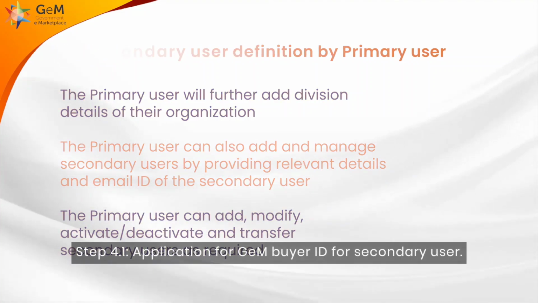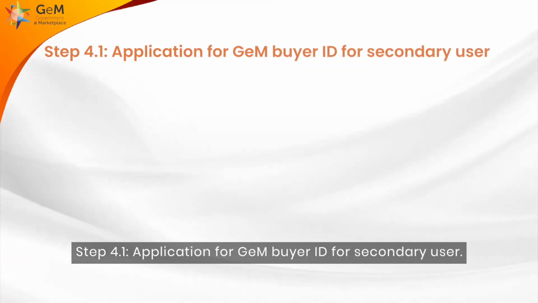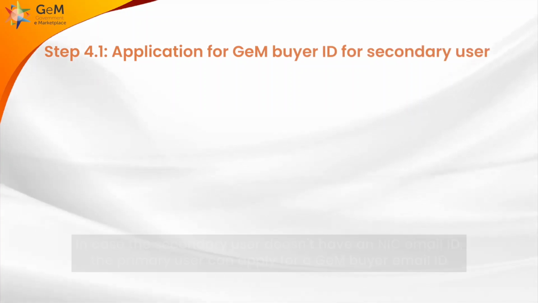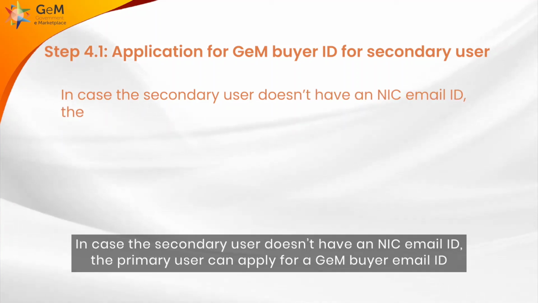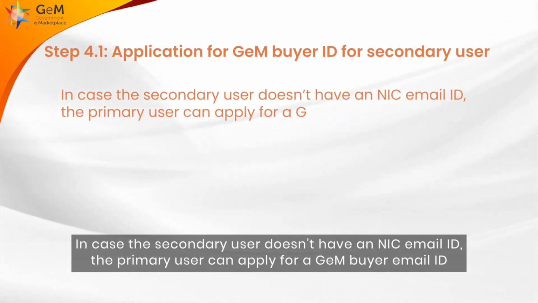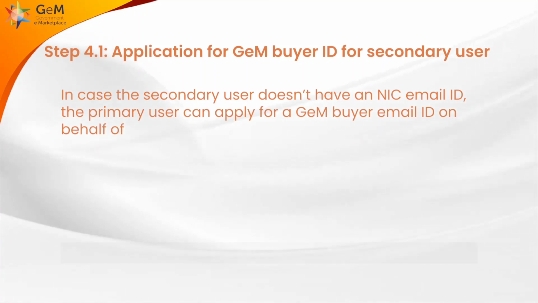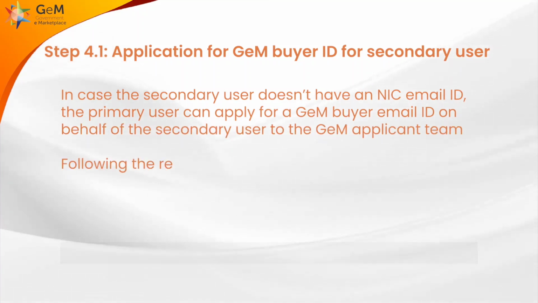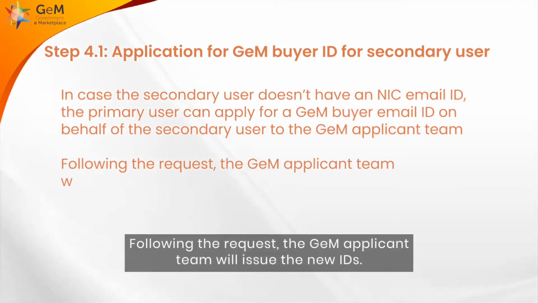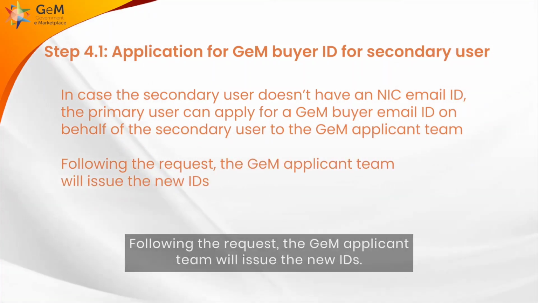Step 4.1. Application for GeM buyer ID for secondary user. In case the secondary user doesn't have an NIC email ID, the primary user can apply for GeM buyer email ID on behalf of the secondary user to the GeM applicant team. Following the request, the GeM applicant team will issue the new IDs.